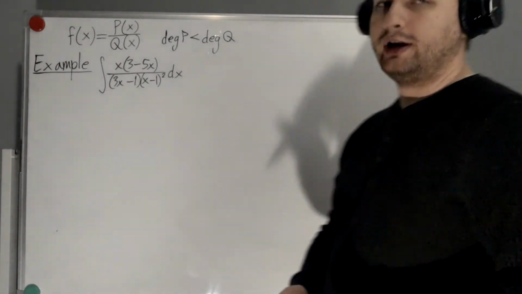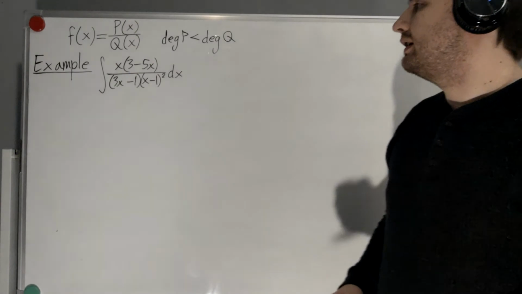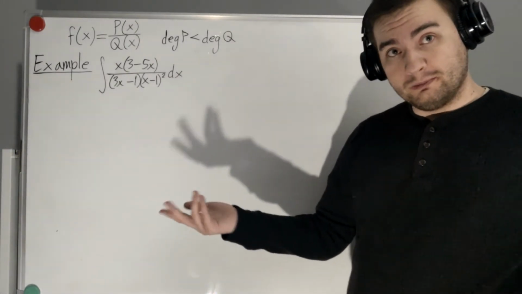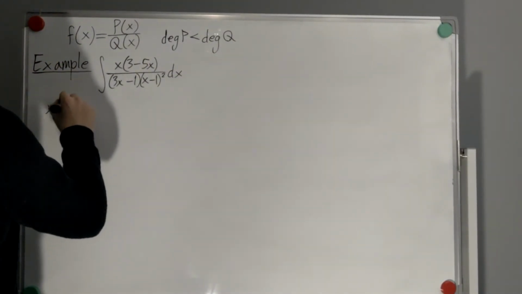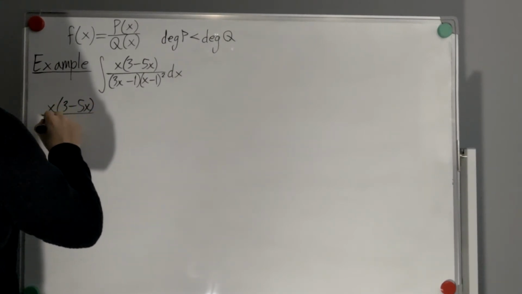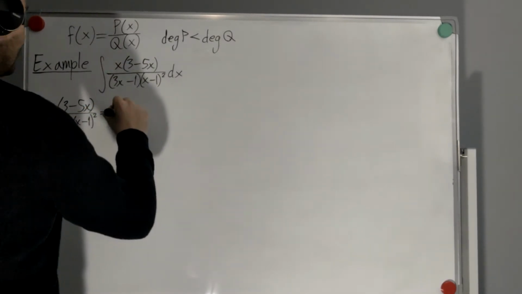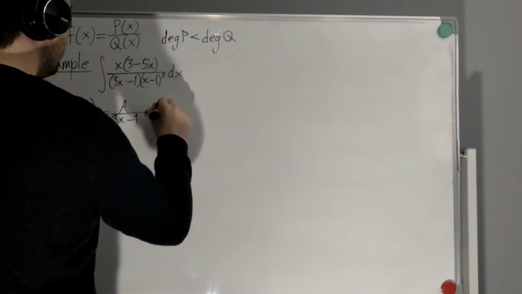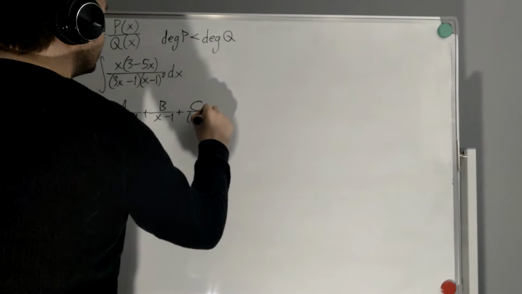Alright, so now the denominator is already factored for us. That's nice, I suppose. In any case, we have repeated linear terms. So this is going to be case 2. So first of all, we're going to come up with a decomposition. x times 3 minus 5x over 3x minus 1 times x minus 1 squared becomes a over 3x minus 1 plus b over x minus 1 plus c over x minus 1 squared.